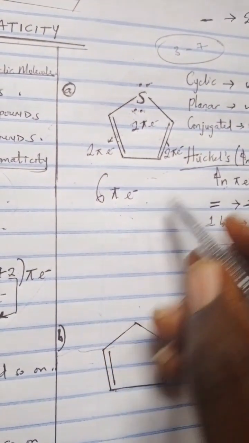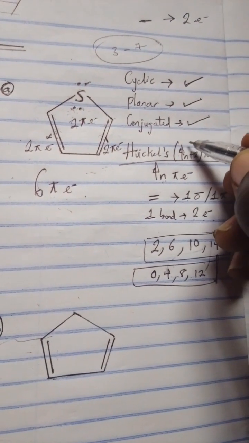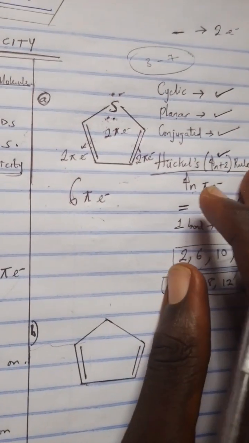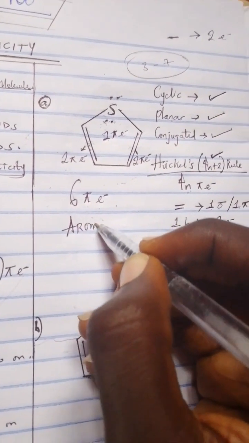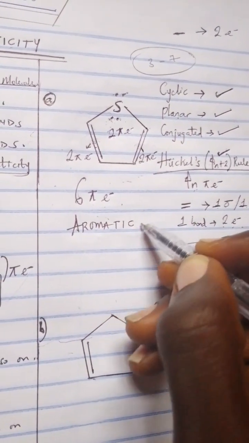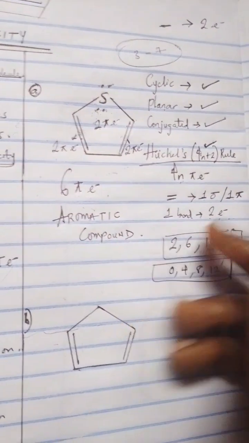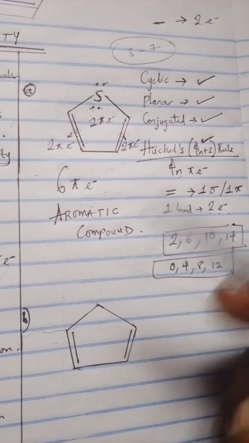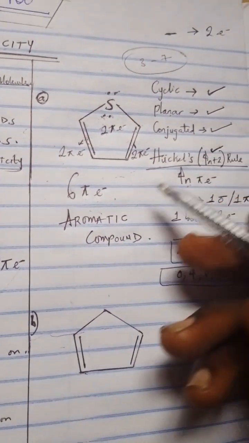Hence this compound has passed this last test. Hence we can see this structure here is an aromatic compound. So that's how to know whether a compound is aromatic or not. See you in the next video.